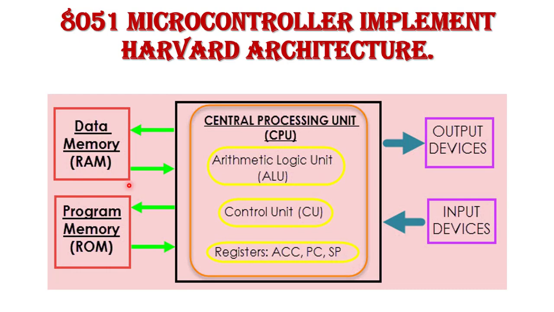Here in the diagram, this is the 8051 microcontroller. We use separate memory to store data, that is called data memory. For data memory, we use RAM, which is random access memory. And we use a separate memory unit to store program, that is called program memory. For program memory, we use ROM, which is read-only memory. Along with this program and data memory, we use separate buses also. Hence, the CPU can access both instruction and data at the same time. That increases the system performance.